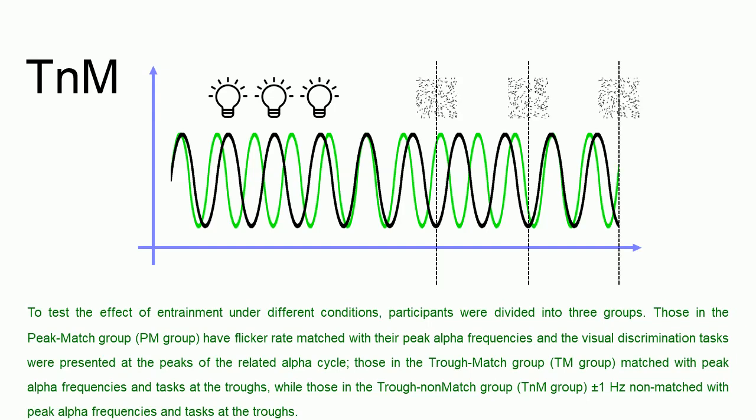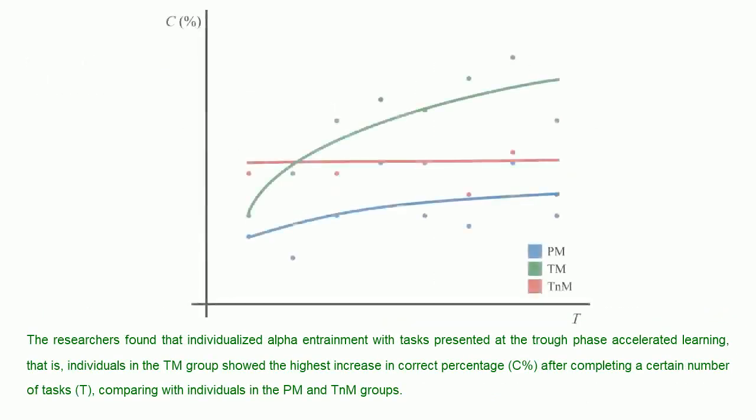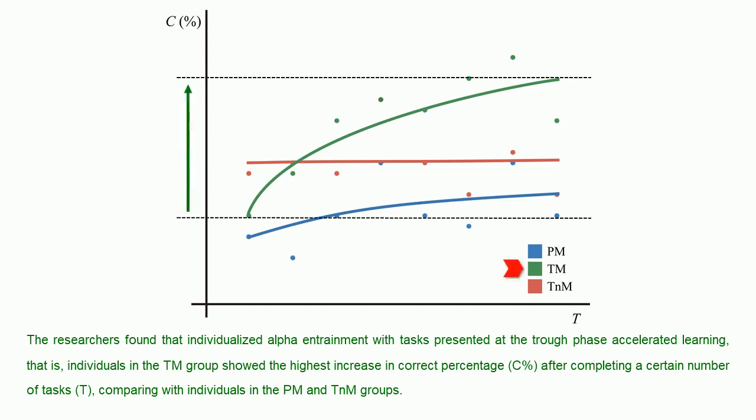The researchers found that individualized alpha entrainment with tasks presented at the trough phase accelerated learning, that is, individuals in the TM group showed the highest increase in correct percentage, C%, after completing a certain number of tasks, T, compared with individuals in the PM and TNM groups.